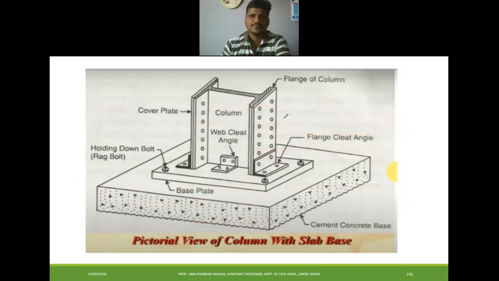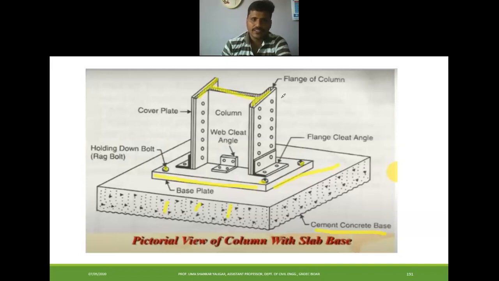Now you can see here, this is the slab base. As I told, at the bottom you have the RC slab, and above this you can see the steel plate. This is called the base plate. Afterwards it is connected by the anchor bolts. These are your anchor bolts or holding down bolts. And this is your I section, the I column.